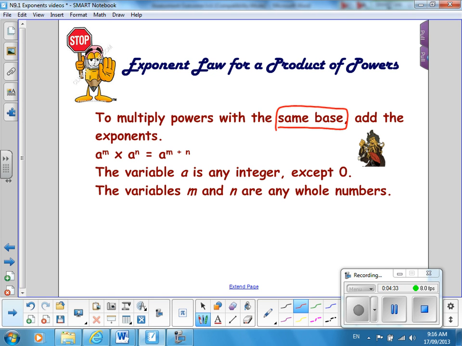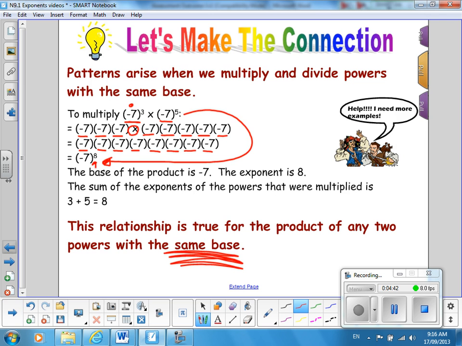Now, very important, notice this was an a, this was an a, this is still an a. If we go back here, this was -7, this was -7, it's still -7. Lots of people make the mistake that they want to multiply the bases and write the answer as 49 to the exponent 8. No, the base stays the same, and it stays the same because of repeated multiplication.